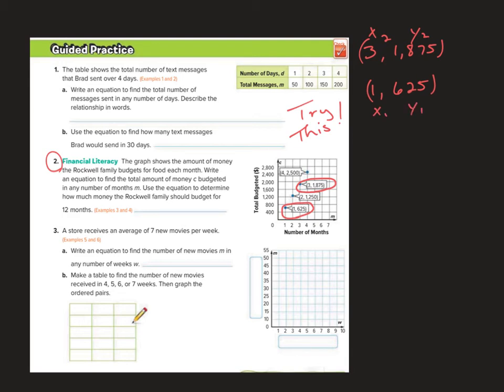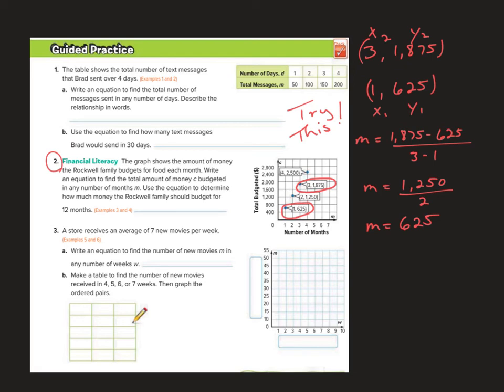Next, I'm going to work through my slope equation. So I've got m is equal to y2, which is 1,875, minus y1, which is 625, over x2, which is 3, minus x1, which is 1. When I subtract 1,875 by 625, I get 1,250, and 3 minus 1 is 2. And when I divide 1,250 by 2, I get 625. So my slope is 625.